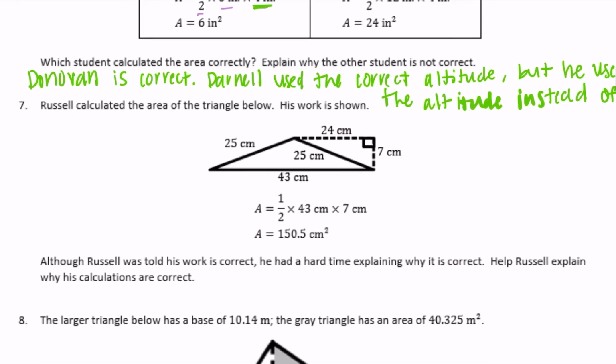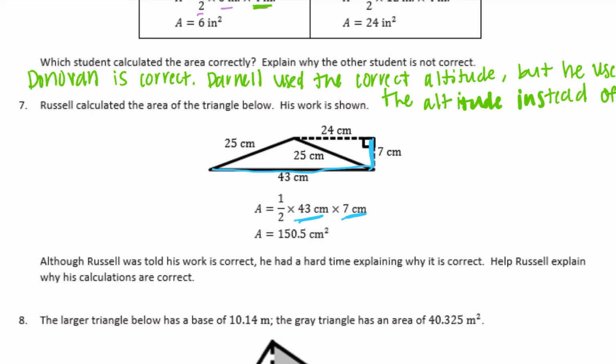Number 7, Russell calculated the area of the triangle below. His work is shown. Okay, so he did 1/2 times 43, so I see that, there's the base, times 7. Okay, so I see why that's correct. So he found the base, and then he used the altitude as the height. Although Russell was told his work is correct, he had a hard time explaining why it's correct. So we just need to help him explain why he's correct.